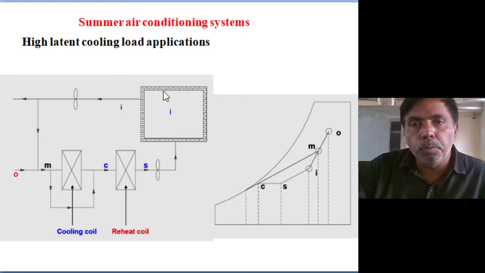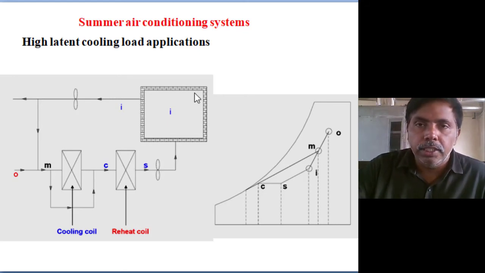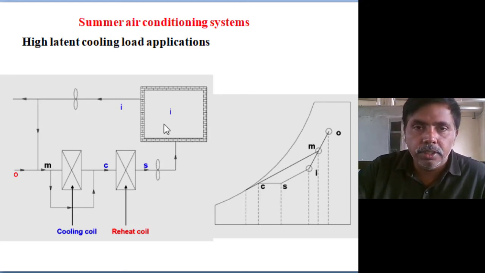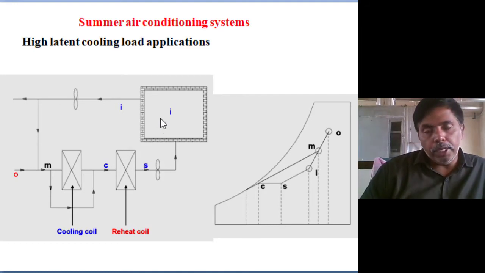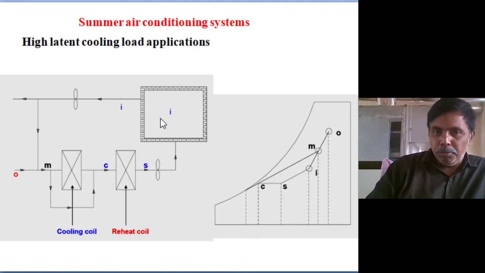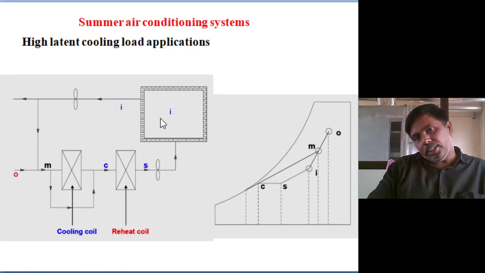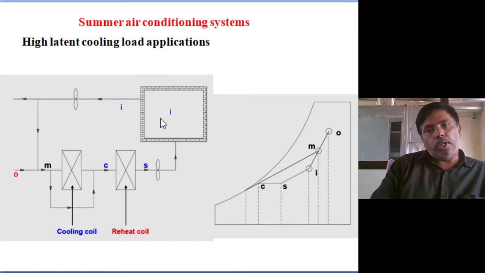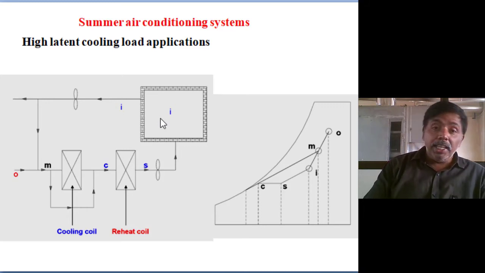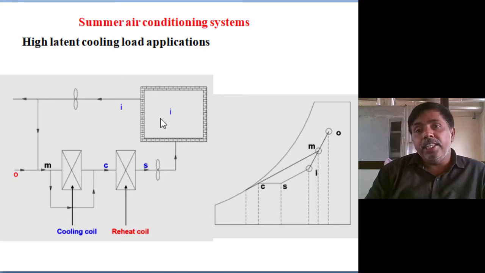So this is the room I want to air condition. At that time, the ambient contains high moisture air and high temperatures. So I want to cool the air first. Second, we are recirculating the air.